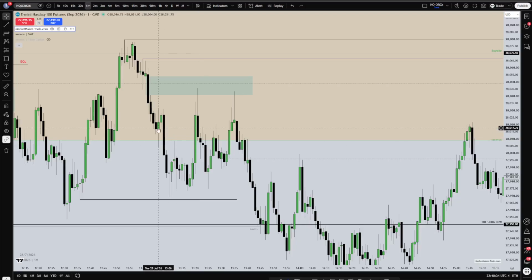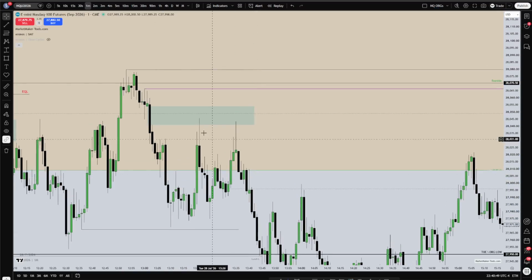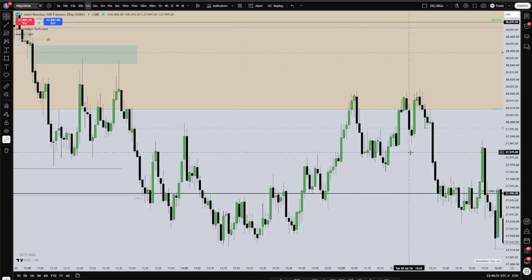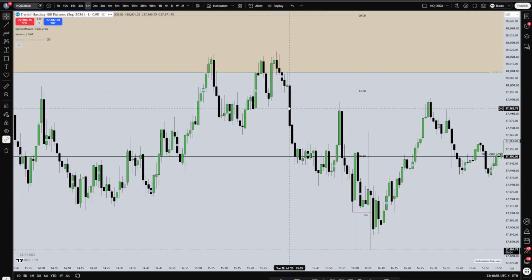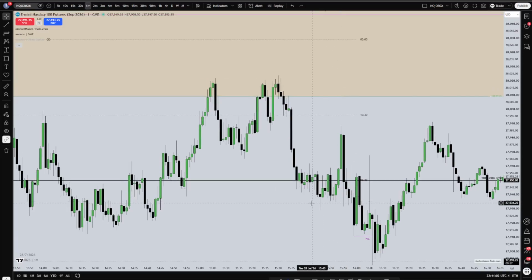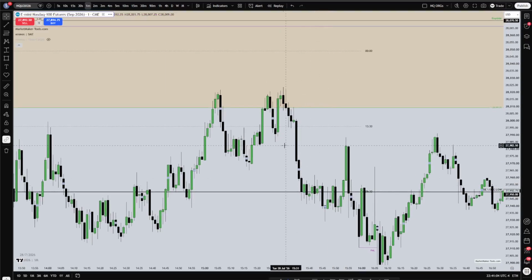So during this macro, this was amazing. This would have been an amazing trade. What was the move? 60 points here, 78, about 100 points here. So this would have been an amazing trade. Then we have a macro on close over here. What happened at close? Let me see. Nothing happened on macro on close, honestly. It just consolidated around.